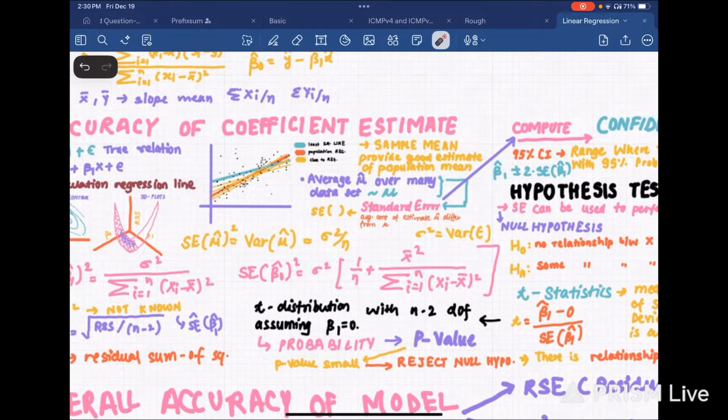The standard error here measures how much the estimate beta 1 cap would vary if we took many different samples. The formula for the standard error gives us the variation, how much it varies. More precisely, it tells us how spread out the data points are, when data is more spread out or less spread out. So the standard error tells us that.